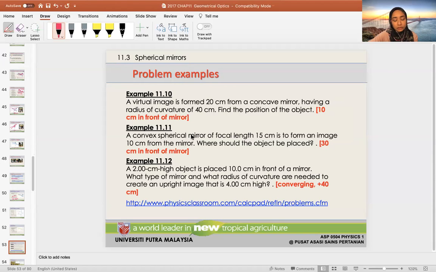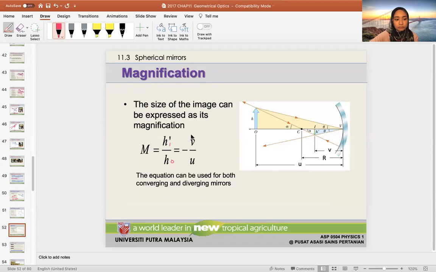Excuse me. Okay. Doctor. Yep. Why is the magnification negative for inverted image? Oh, forgot to mention about that.